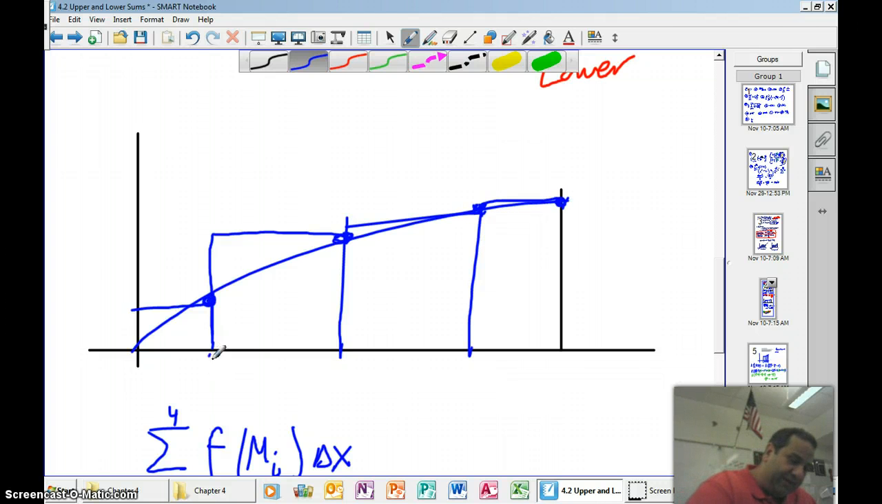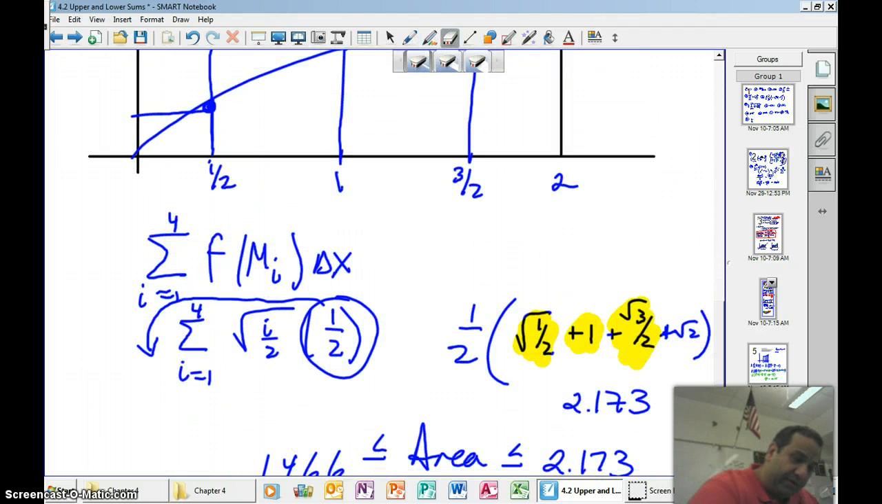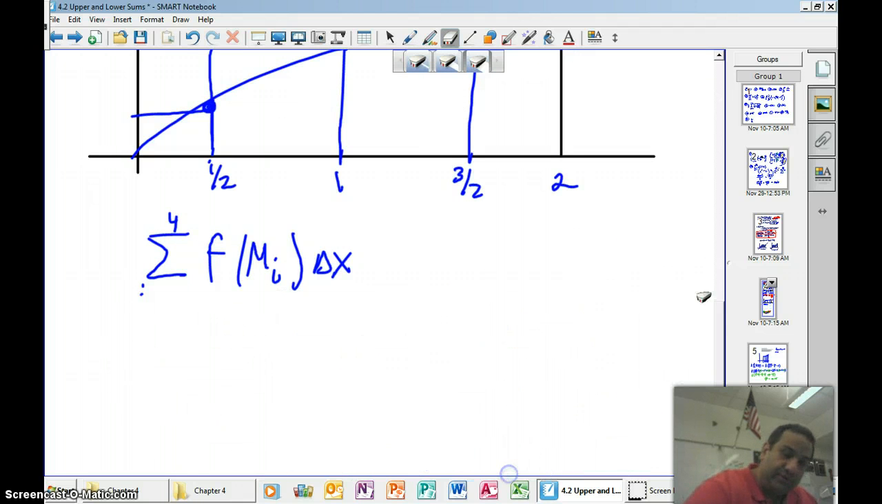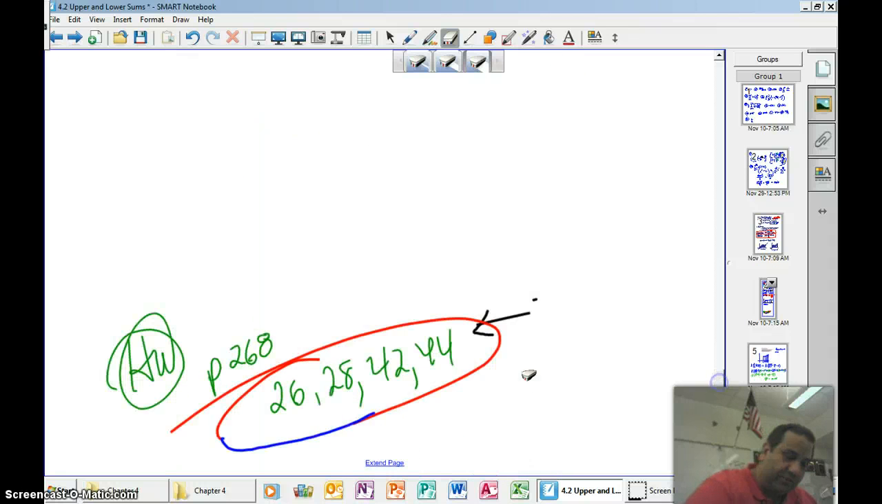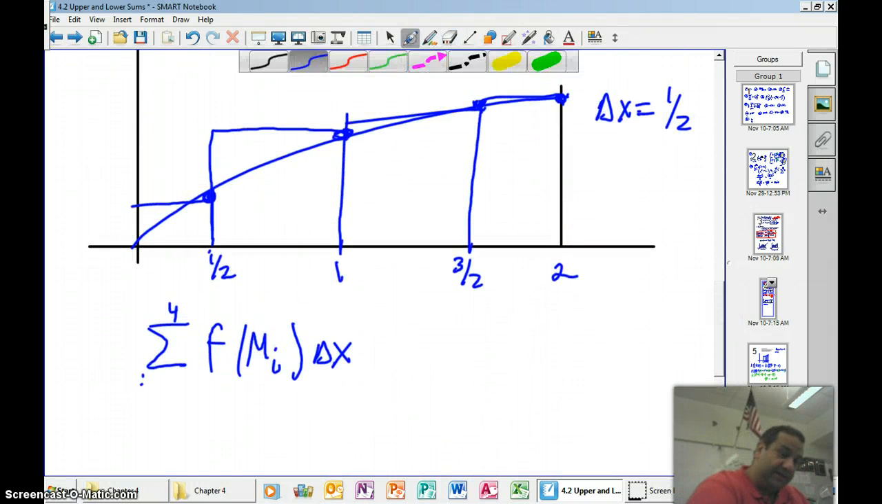This is still a half. This is still 1. That's still 3 halves. And this is still 2. So my delta x does not change. My delta x is still a half. However, what does change now, I left some stuff up here. Let me erase this. Done. Okay, that's homework, but let's get that out of here too. Hey, anytime I can erase homework, that's fantastic, isn't it?